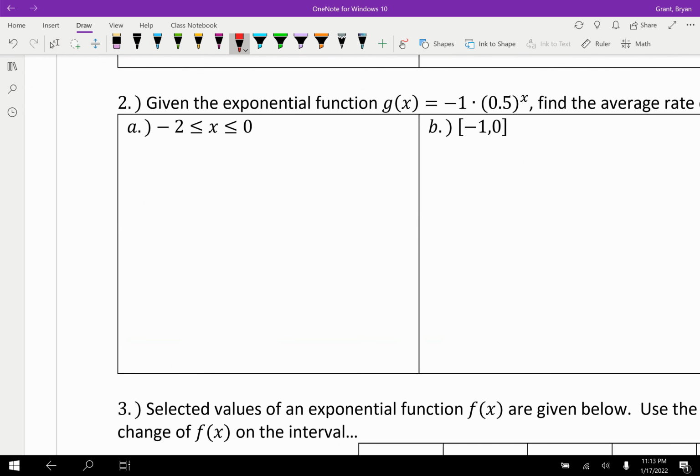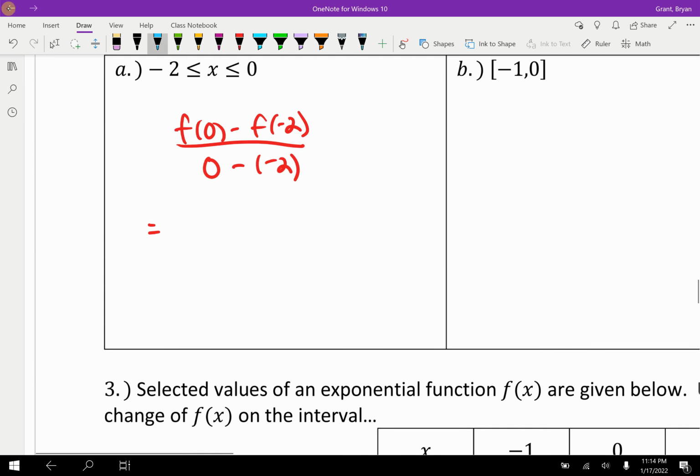So we're going to do f of 0 minus f of negative 2 divided by 0 minus negative 2. All right, got to be careful of that double negative. F of 0 is going to use this function up here. If you substitute 0 in here, anything to the 0th is 1. So we're going to end up with, and I guess I should show these steps. We're still learning it, aren't we? So let's slow down a bit.